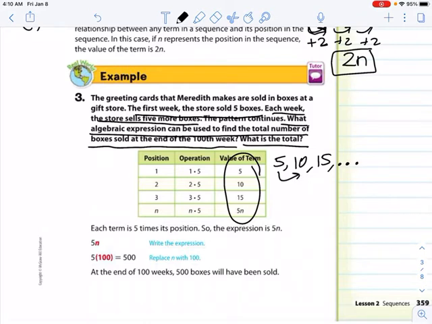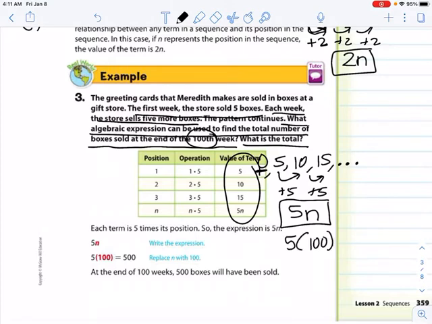So here's my sequence. To get from 5 to 10, we know that we add 5. Go back 1. If we went back 1, then that number would be 0. So that means my expression is just going to be 5 times n. So this would be our algebraic expression. And then we want to find the 100th week, so this would be 5 times 100, because 100 is our term that we're looking for. And then that means it would be 500. So at the end of 100 weeks, 500 boxes will have been sold.